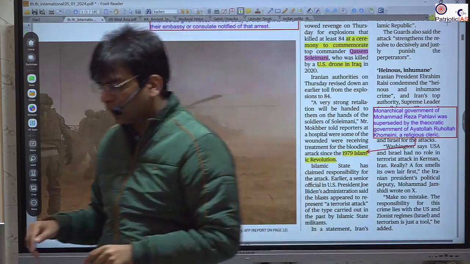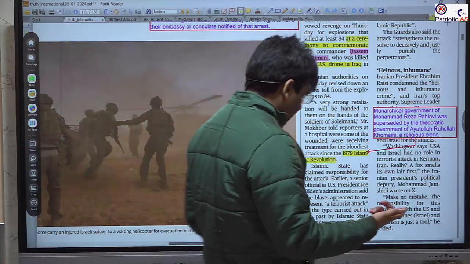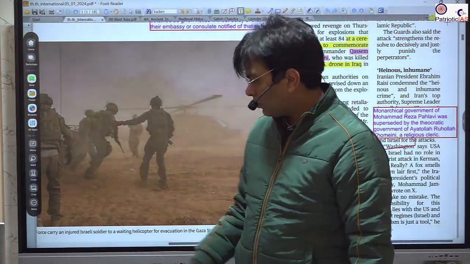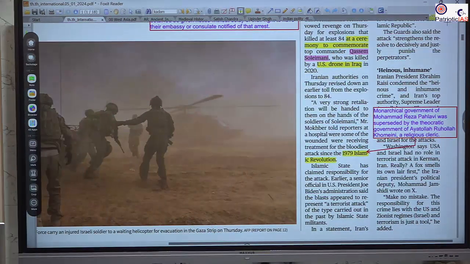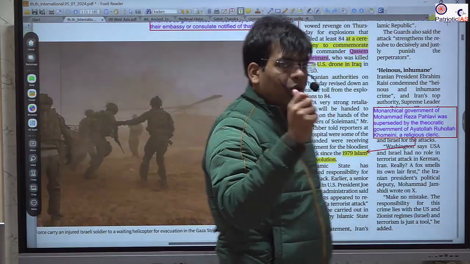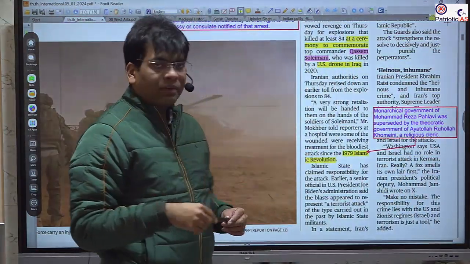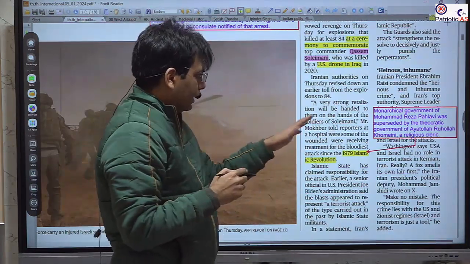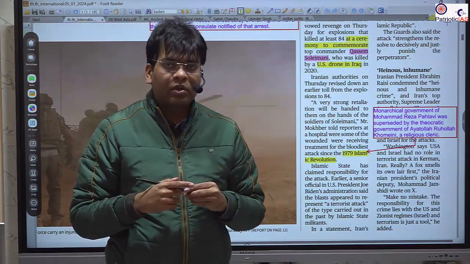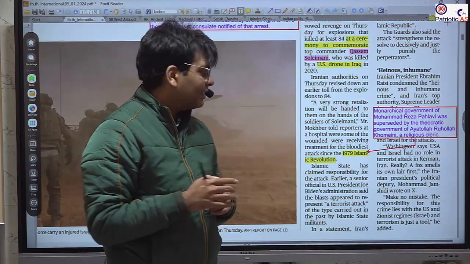What is meant by a theocratic government? Theocratic government means a government led by a religious leader. So whenever you have to give an example of a theocratic government, Iran is the example. India is a secular state and a secular government.